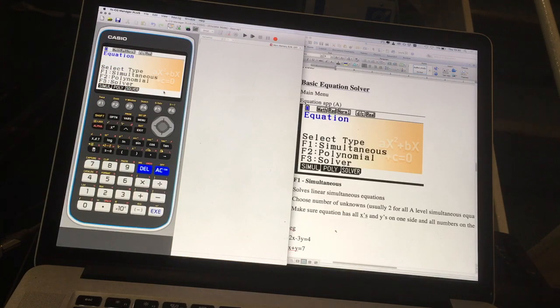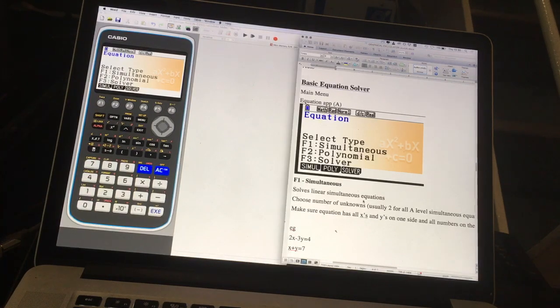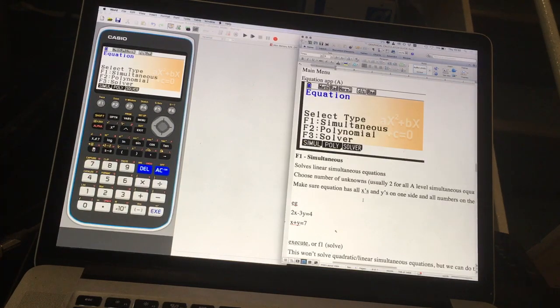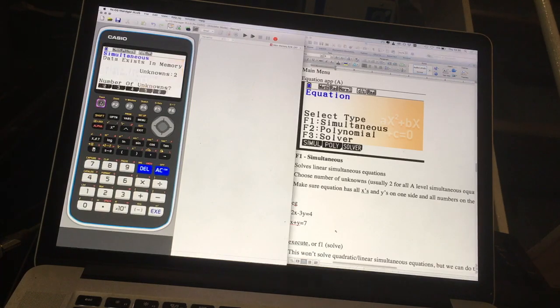So you've got 3 types. You've got simultaneous, polynomial, and the last one, which is just a vague solver. So the polynomial solver will solve quadratics, cubics, and higher degrees. You guys will only ever need to do power 2, power 3, possibly power 4. So if we try clicking F1, you got to tell it how many. Oh wait, sorry, I've clicked the wrong thing.